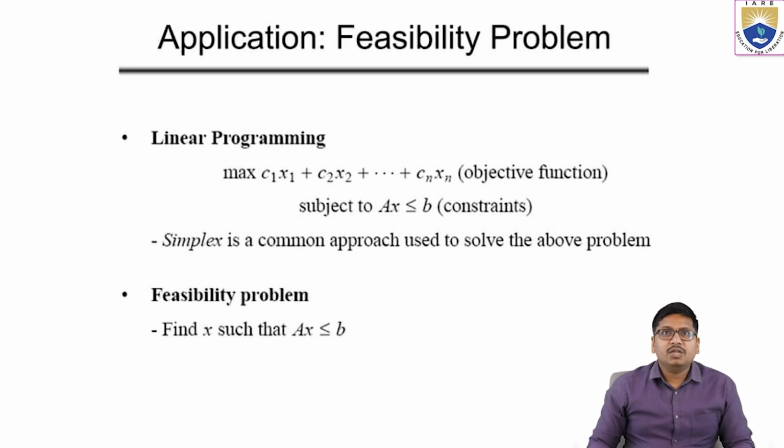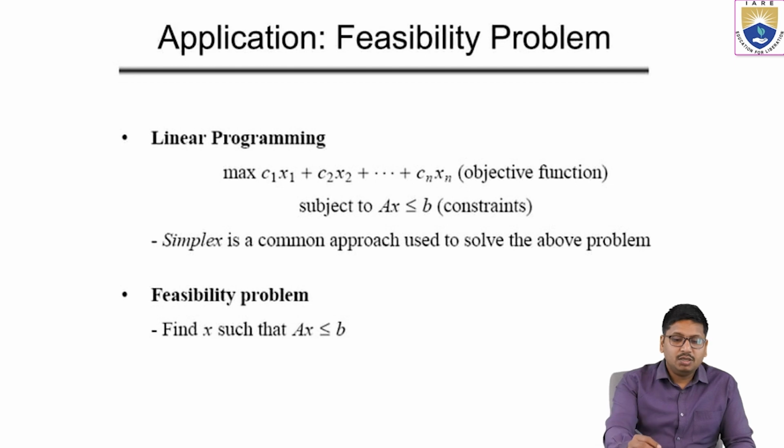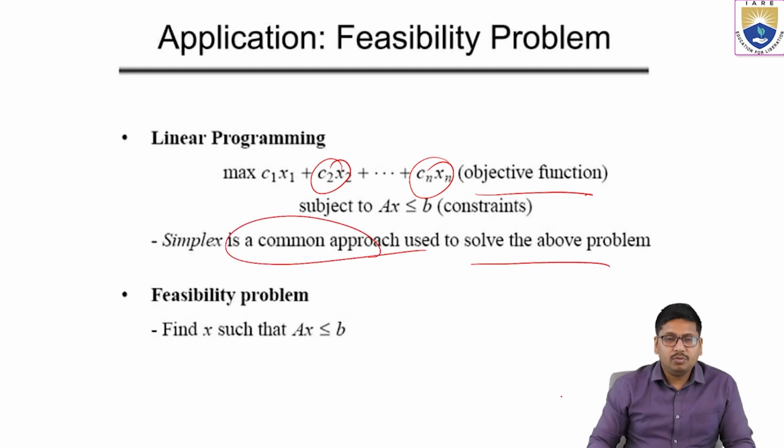Then the application is feasibility, that is, linear programming and the feasibility problem. Here we can obtain the objective function of a linear equation, and then the feasibility problem. Linear programming is one of the main applications, where we consider the objective function as max c1x1 + c2x2 and so on up to cnxn. Simplex is the common approach used to solve the above problem.